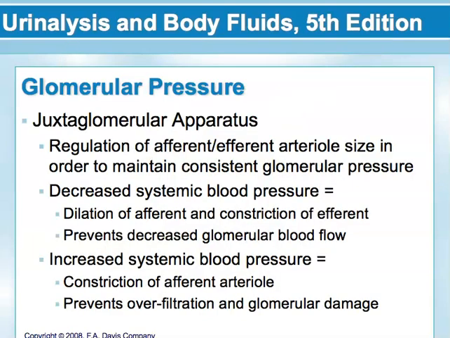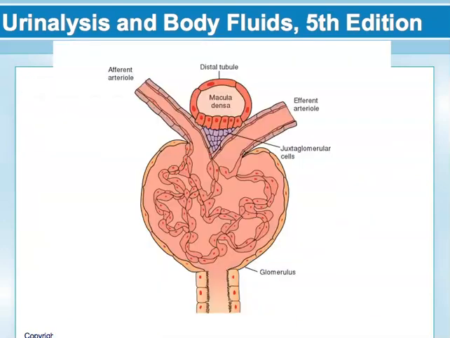Okay, then the juxtaglomerular apparatus consists of juxtaglomerular cells in the afferent arterioles and the macula densa of the distal convoluted tubule. It regulates the sizes of the afferent and efferent arterioles in response to the body's fluctuations in systemic blood pressure, and that's in order to maintain consistent glomerular pressure.